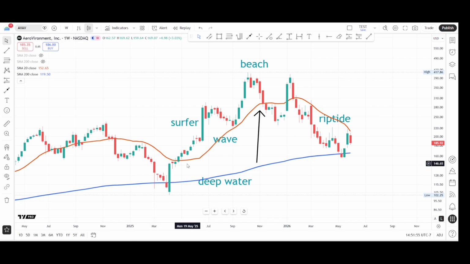So we've got the deep water. We've got the wave that comes off the deep water, sort of sets itself up. The surfer is surfing that wave into the beach. They're going to get off that wave, and then possibly there might be a chance for the riptide to come back to the deep water. What is a riptide? Let's just take a look.